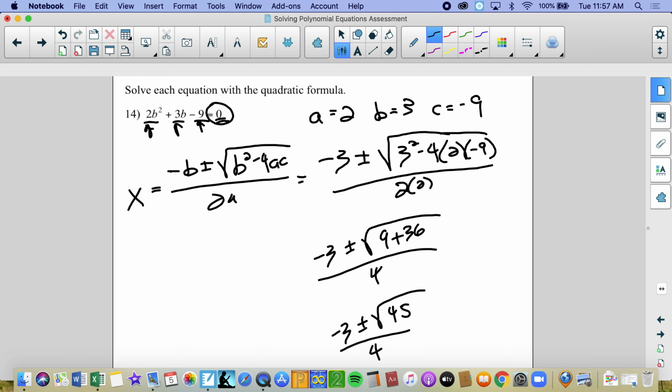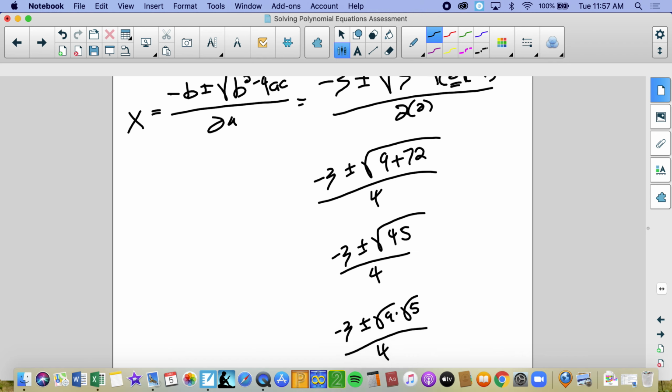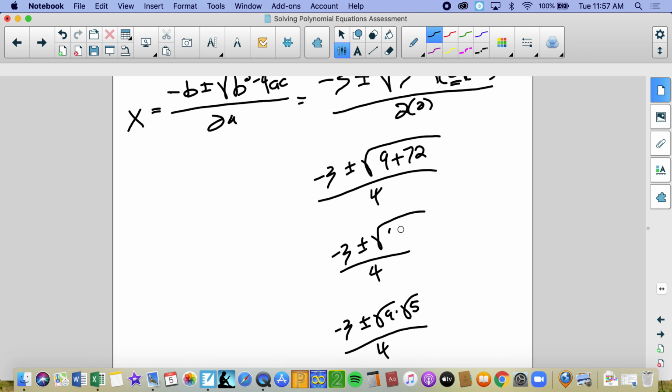A is 2, B is 3, C is negative 9. That's good. Opposite of B, plus or minus the square root of B squared minus 4... Found it. 4 times 9 is 36. I forgot to multiply by 2. 36 times 2 is 72. 72 plus 9 is 81.